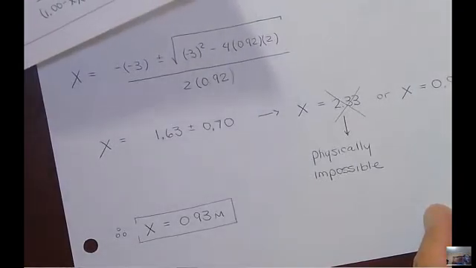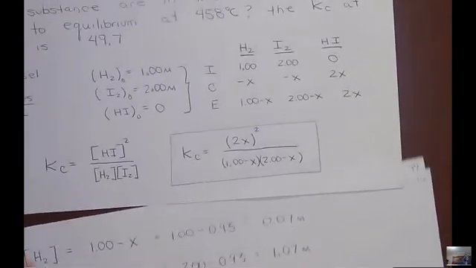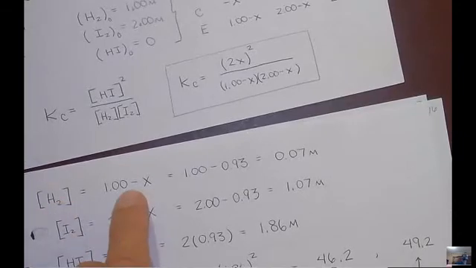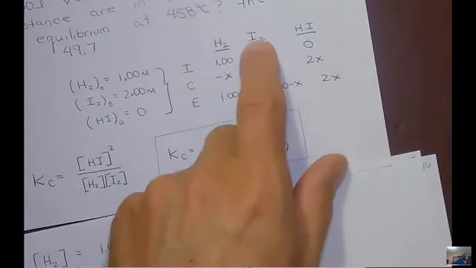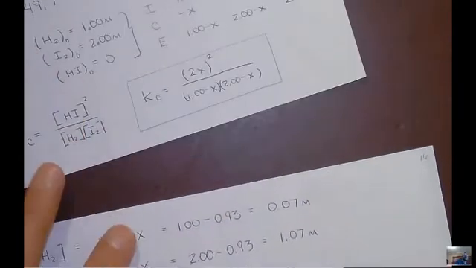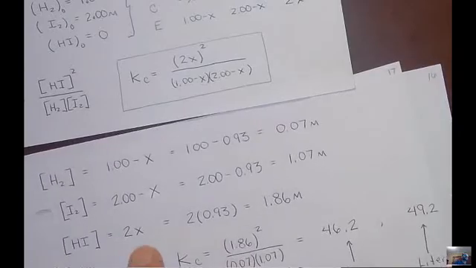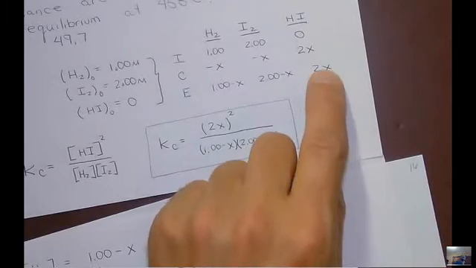This is 14. Okay, so 1, right, this was from the first page. The hydrogen is 1 minus x. We know x is 0.93, gives me 0.07. Okay, what is the equilibrium concentration of iodine? 2 minus x. So 2 minus 0.93 gives me 1.07. What's the concentration of hydrogen iodide? 2x. Where do I get that from? From right here. 2x.